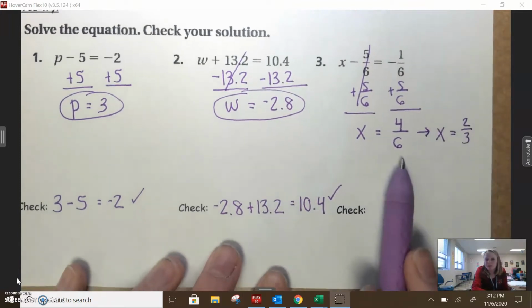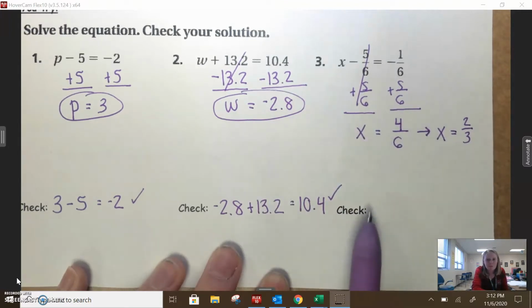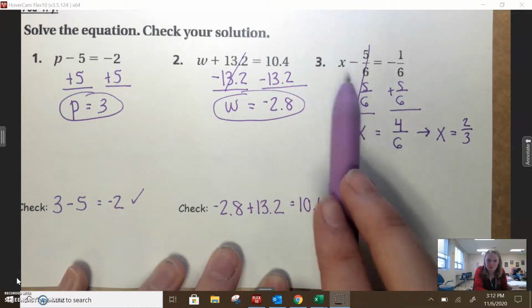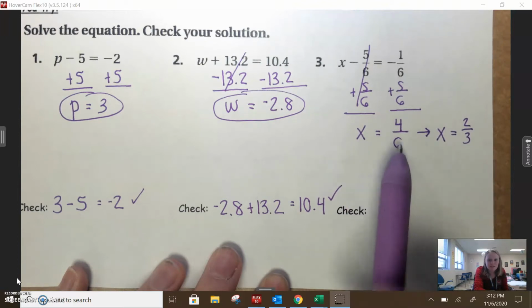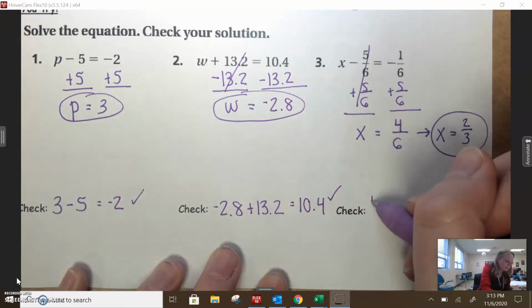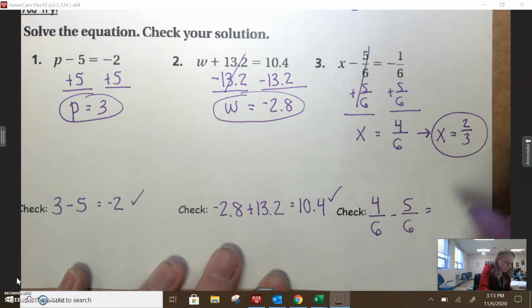However, it might be helpful to just use this 4/6 when we're checking our work here. So that way it's already going to have that common denominator. So I'm just going to use this 4/6 to check my answer here. So x and 4/6 are the same things. So I'm going to have 4/6 minus 5/6, and 4 minus 5 gets me negative 1 over 6.